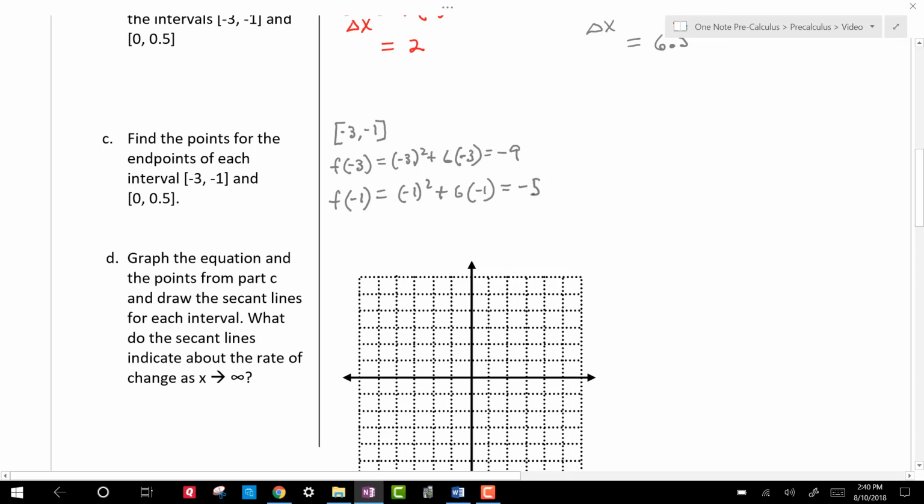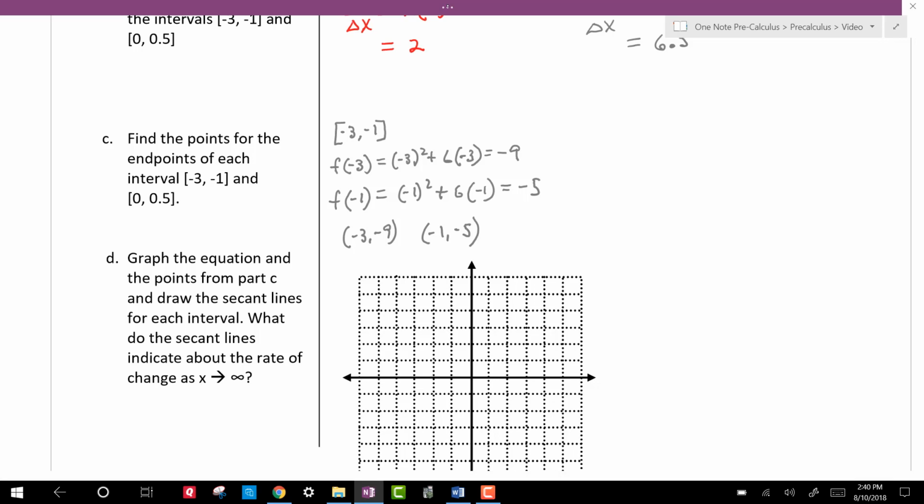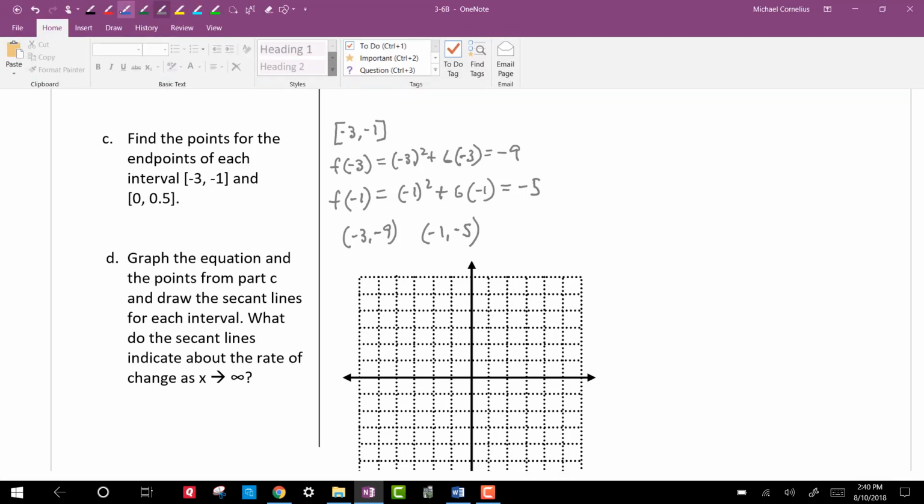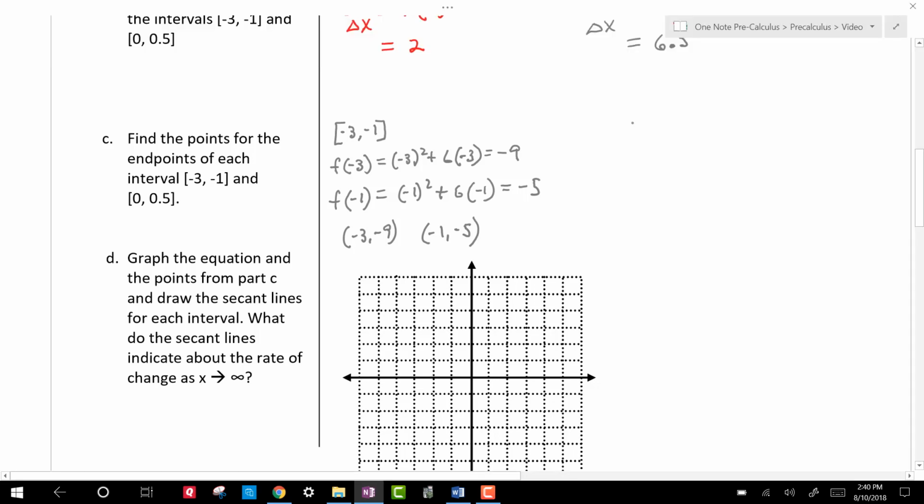All right? So it says find the points for the endpoints of each interval. So there's my first interval there. So I have 2 points here, -3, -9, and I have the point -1, -5. So that's the first one. And we'll see what it says to do in a minute, but I'm going to find the second one here. So my second interval was 0 to 0.5.